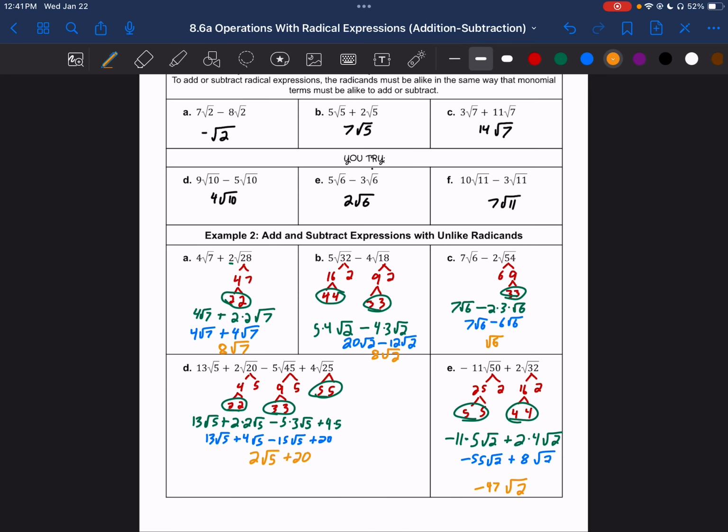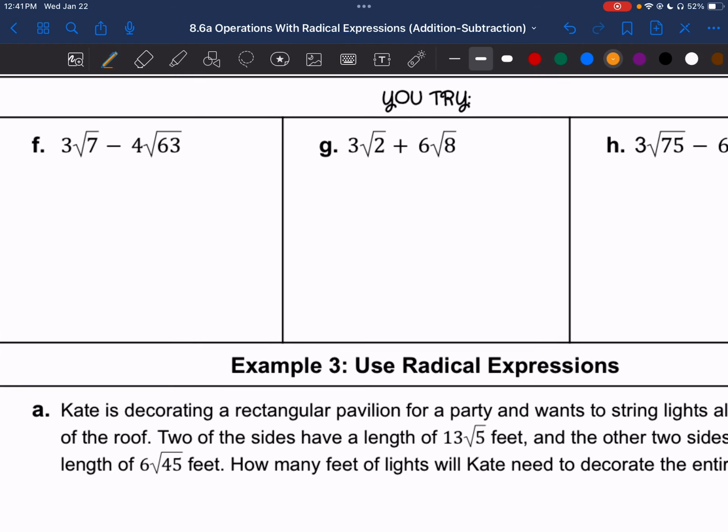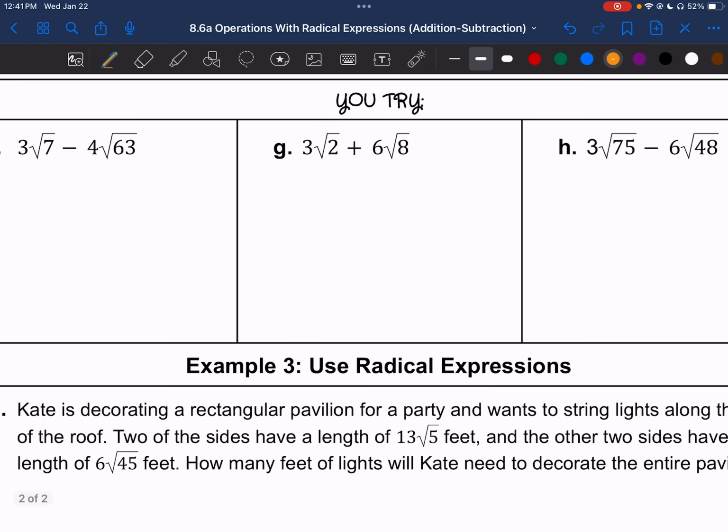All right, you guys are going to flip over and you're going to do the backside on your own, letters F, G, and H, and then check your work against mine.